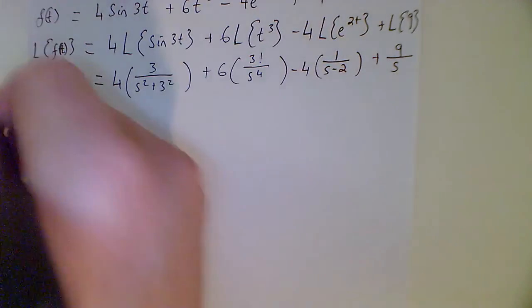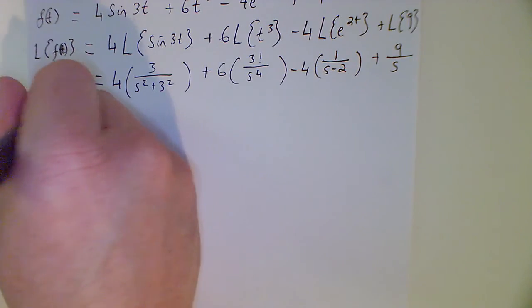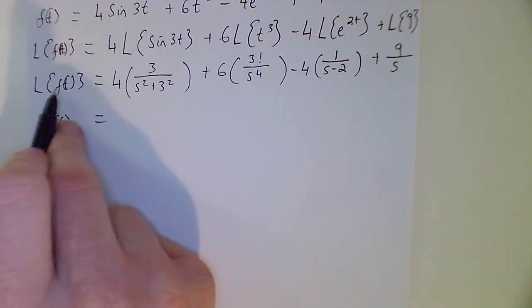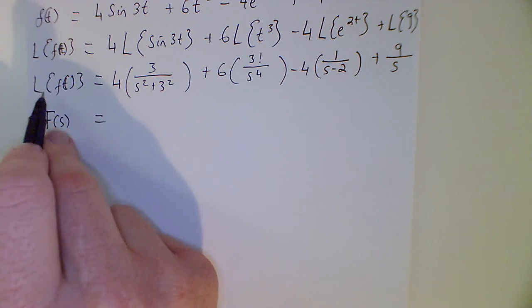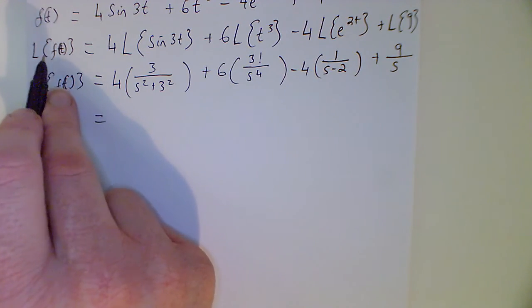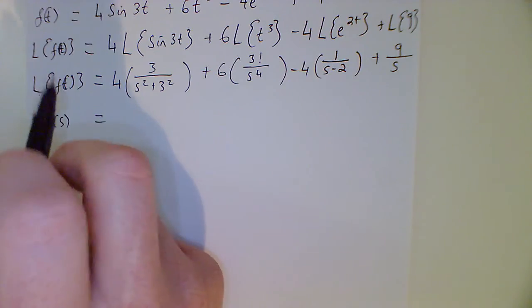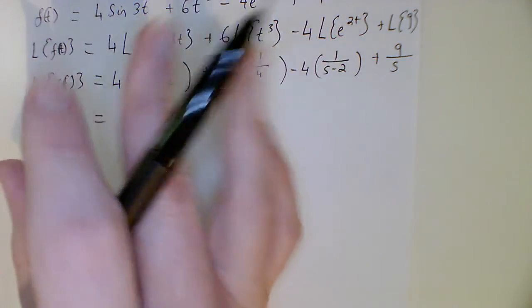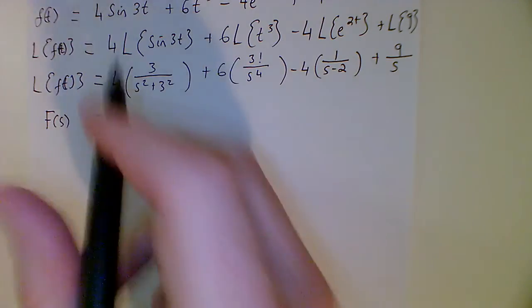So let's just simplify this down. That's just going to become capital F of s. Again, I could have done that up here, but I just kept it going. You can keep it as L of f of t all the way down if you want, or you can change it to F of s at the start. It makes no difference to me. Just do whatever you're comfortable with.